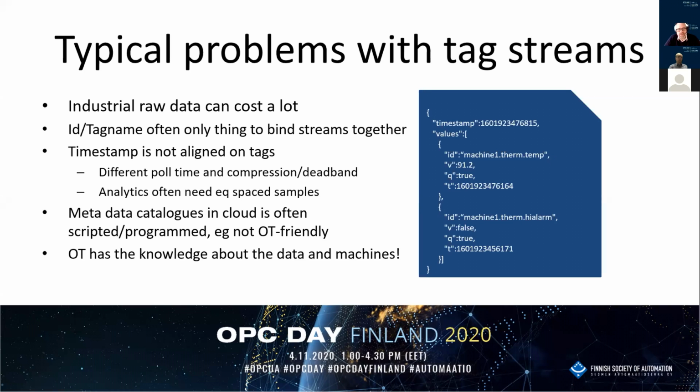But you can, of course, do metadata catalogs and things like that in the cloud quite directly today. But we have seen that it is often scripted or programmed. It's not so OT friendly because it comes from the programming world, from the IT world. But we also know that the OT team, the local team, they have the knowledge about the data and the machines. So they need to be involved in some way.